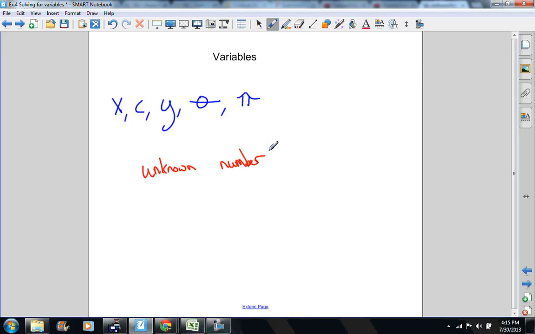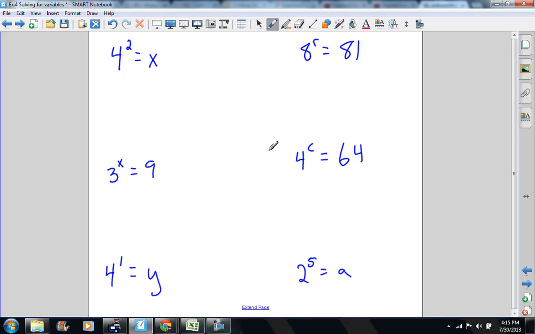Okay, so obviously since we're in 6th grade, we're going to be starting with some pretty basic stuff, but that's totally fine. We are given 4 squared equals x. There are 2 numbers here, 4 and 2, and there's 1 variable, x. We want to figure out what x equals. 4 squared is equal to 16, so x equals 16.